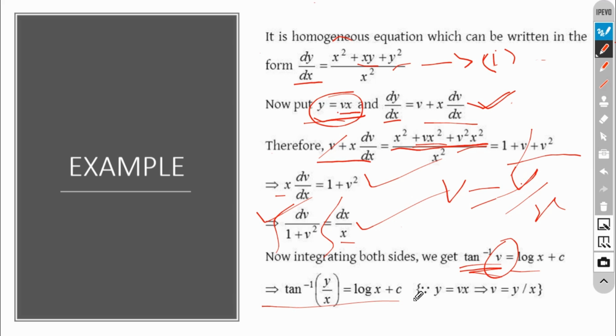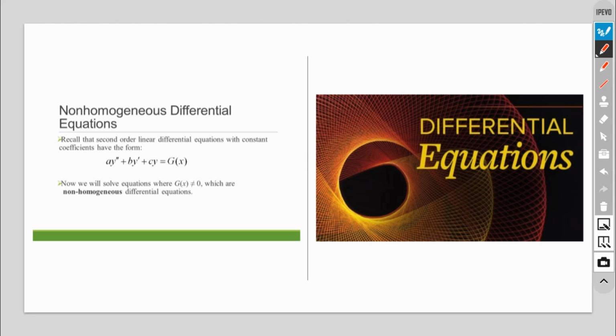How to solve the homogeneous differential equation? What is a non-homogeneous differential equation? Recall that a second order linear differential equation with constant coefficients has the form a y double prime plus b y prime plus c y is equal to g of x. Now we will solve equations where g of x is not equal to 0, which are non-homogeneous differential equations.